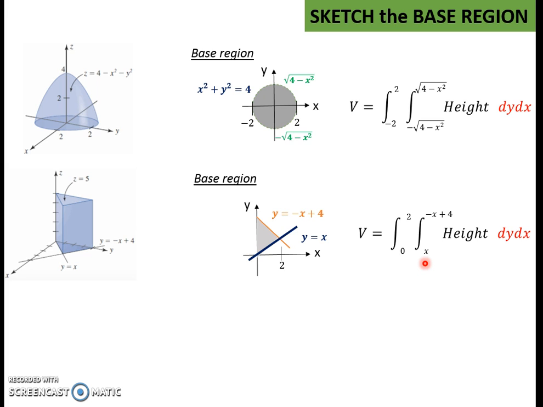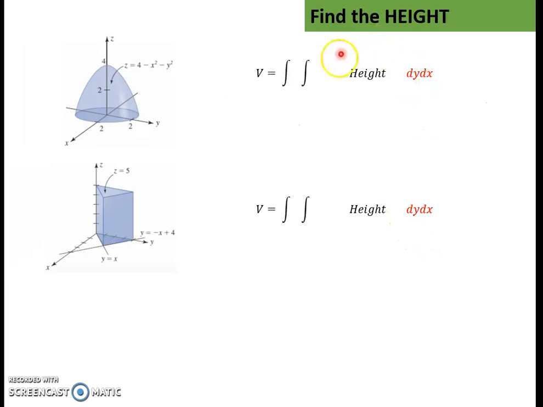Alright, so after you find the integration limit for the base region, we need to find the value to put in here, the height. When we look at the three-dimensional solid here, you can see this will be the height, this will be the height, and this will be the height. And you can see that the height is always the top function minus the bottom function. Therefore, the height is going to be the top function minus the bottom function, whereby the bottom function here is equal to 0. Same goes for the second example.